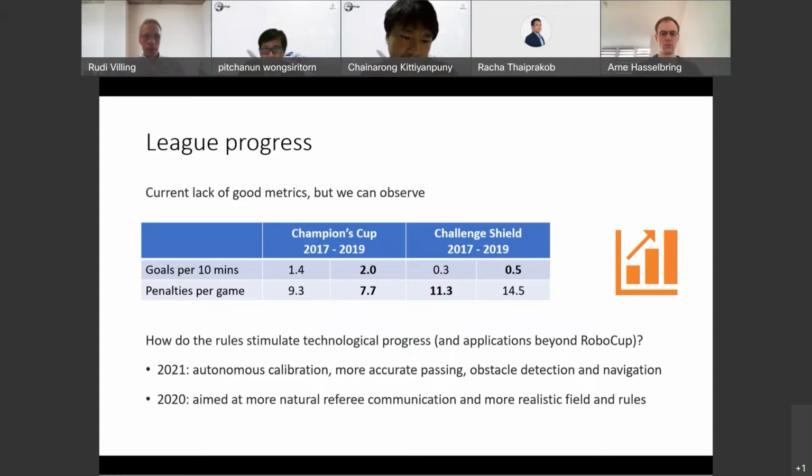The penalties per game has also reduced for the Champions Cup teams, which is what we would hope to see, as they get better at avoiding penalties. This is typically for things like pushing or leaving the field, etc. Unfortunately, for the Challenge Shield teams, the lower performing teams, we see that there's an increase in the penalty count. And that actually motivates one of the changes that we make to the rules this year. So Challenge Shield teams were finding the competition more difficult. They were finding it more difficult to keep up.